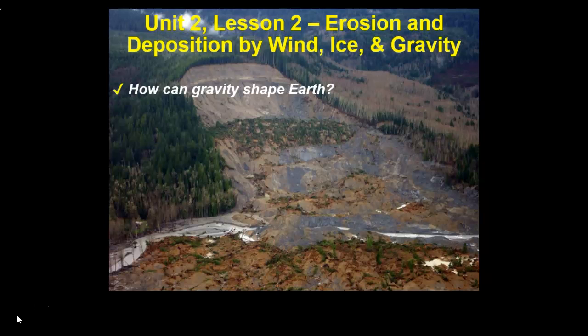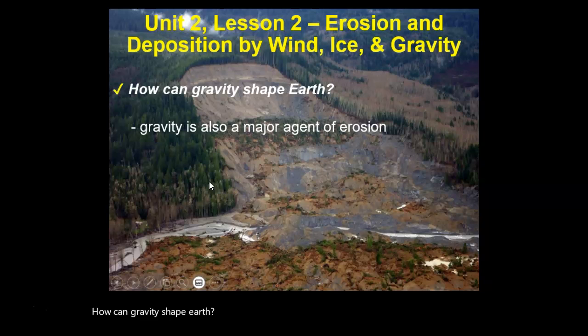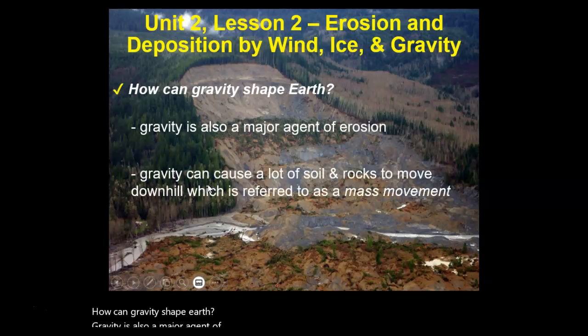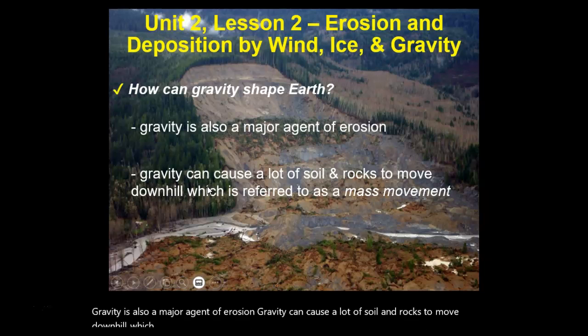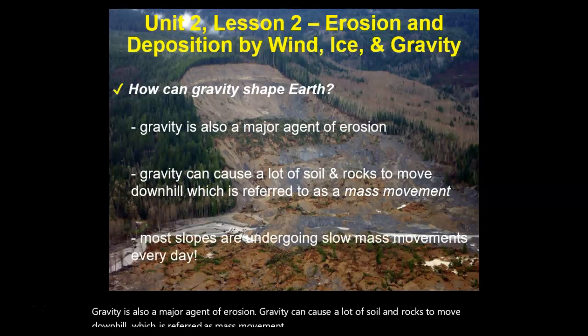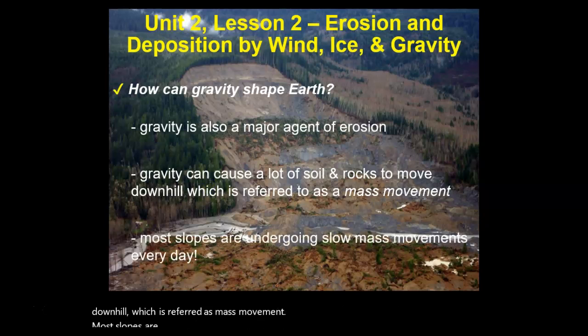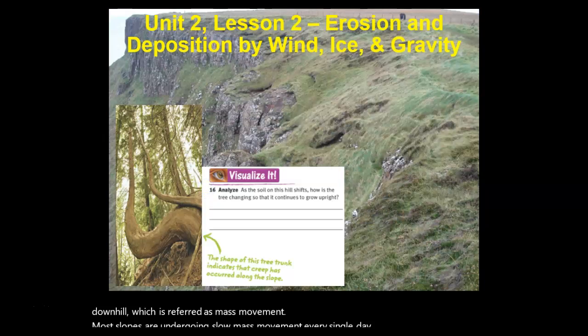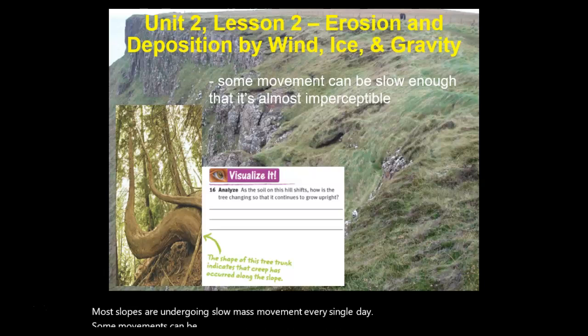How can gravity shape Earth? Gravity is also a major agent of erosion. Gravity can cause a lot of soil and rocks to move downhill, which is referred to as mass movement. Most slopes are undergoing slow mass movement every single day. Some movements can be slow enough that it's almost imperceptible.